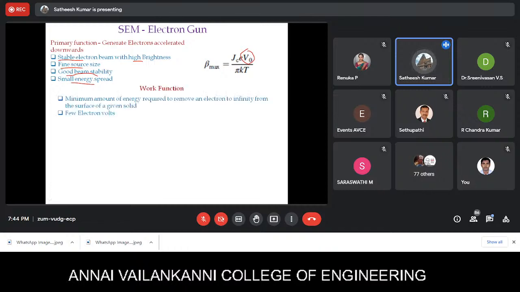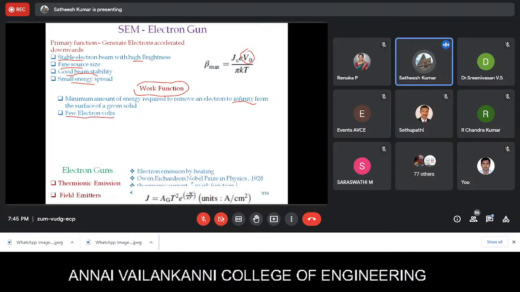So before we go into understanding the electron gun, we should understand an important term called work function. The work function is nothing but the amount of energy which is required to remove an electron from a metal or a solid metal to infinity. It means you are trying to eject an electron from the metal. So this is how the work function is defined. It is generally defined in terms of electron volts.